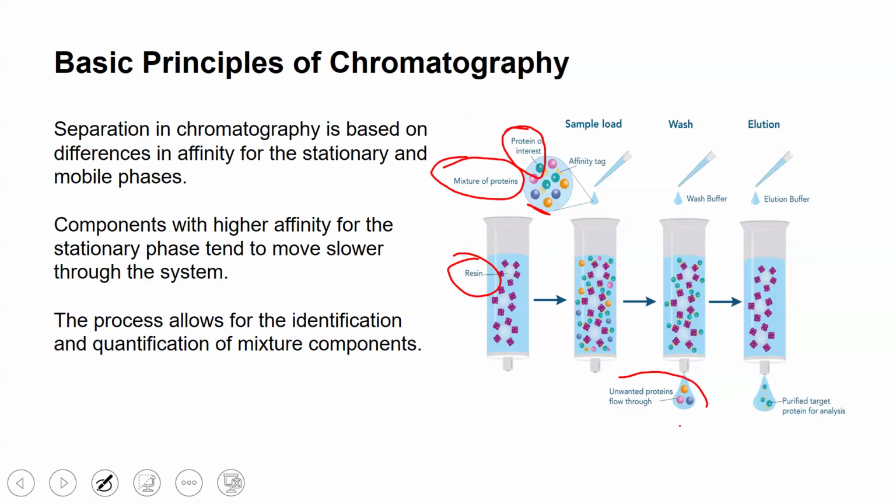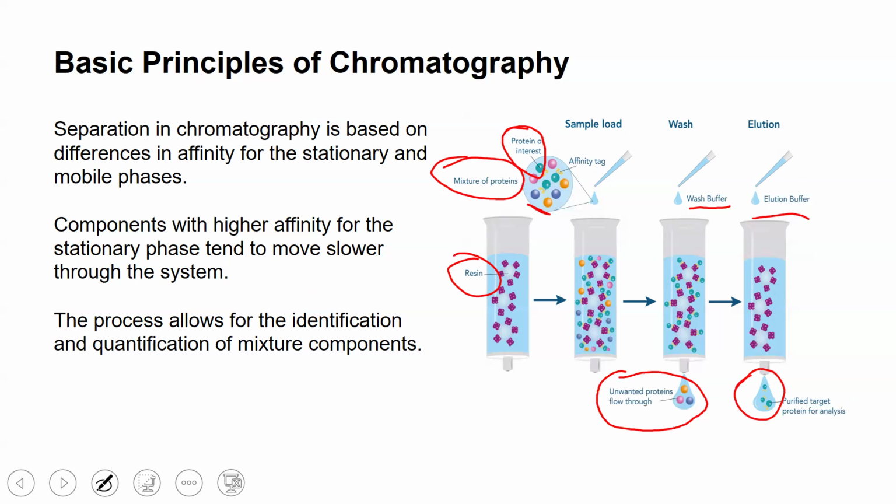So that is why, here, these are the unwanted proteins that pass through the column, while the protein of interest is retained. It will be washed with the wash buffer, and then the elution buffer. Then at the end, your protein of interest will be purified, so it will be eluted last. So this is how to separate proteins based on affinity. This is a typical example of affinity chromatography.